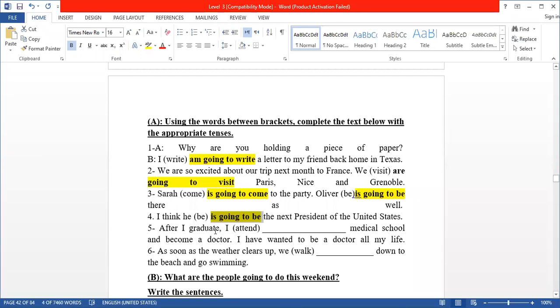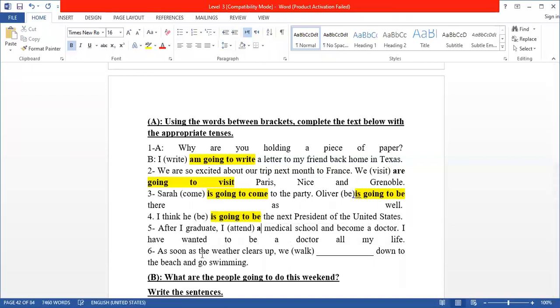After I graduate, I attend medical school and become a doctor. I have wanted to be a doctor all my life. Yeah, we are going to write: after I graduate, I'm going to attend medical school. Medical school here means faculty of medicine. And become a doctor. I have wanted to be a doctor all my life.